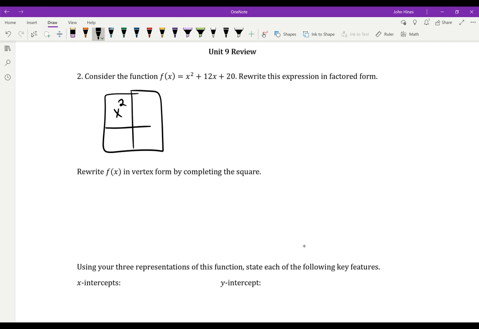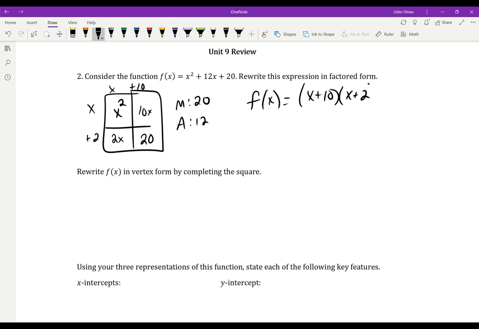How do I factor trinomials? Well, I draw a box, x squared and 20. Now you guys missed me saying that. You're going to ask yourself, what multiplies to 20 that adds to 12? Well, 10 and 2. 10 times 2 is 20, and that adds to 12. So my factors are x plus 10, x plus 2. So f of x equals x plus 10 and x plus 2. That's my factored form. I changed it from standard form to factored form.